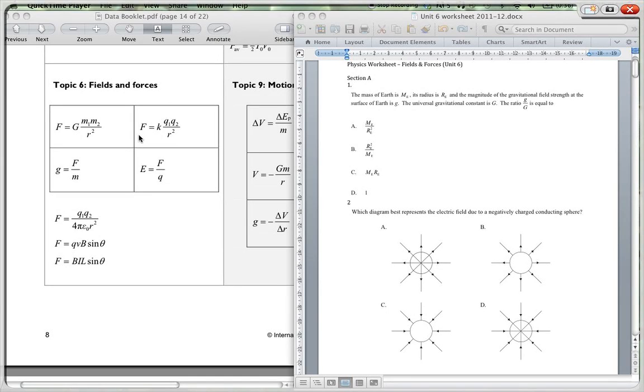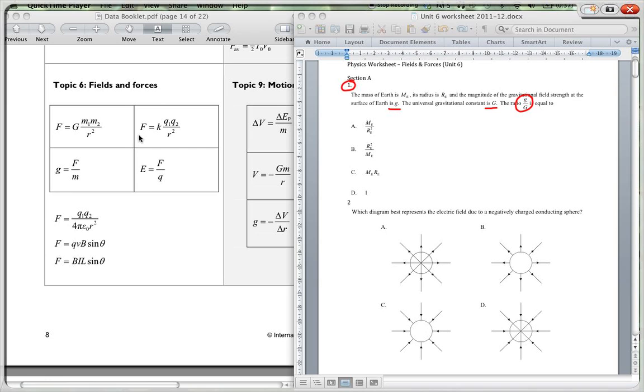Choice for this worksheet, question 1. It says there the mass of the Earth is ME, its radius is RE, the magnitude of the gravitational field strength at the surface of the Earth is g, the universal gravitational constant is G. The ratio of small g over big G is equal to.